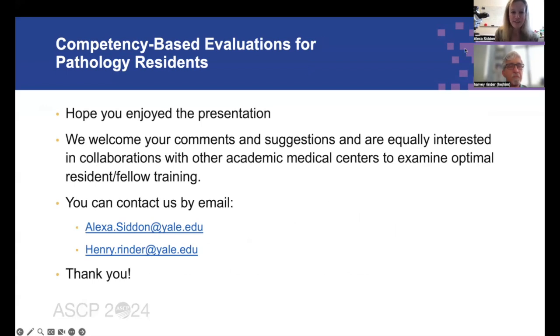I'll let Dr. Rinder have a couple of wrap-up statements. Thank you, Dr. Siddon. Yeah, again, this is just to emphasize the idea of giving residents at multiple levels the opportunity to act as an attending in a measured way, such that they ask for data, they evaluate data, they can make recommendations, and then sit down with the attending and review how they went through this.